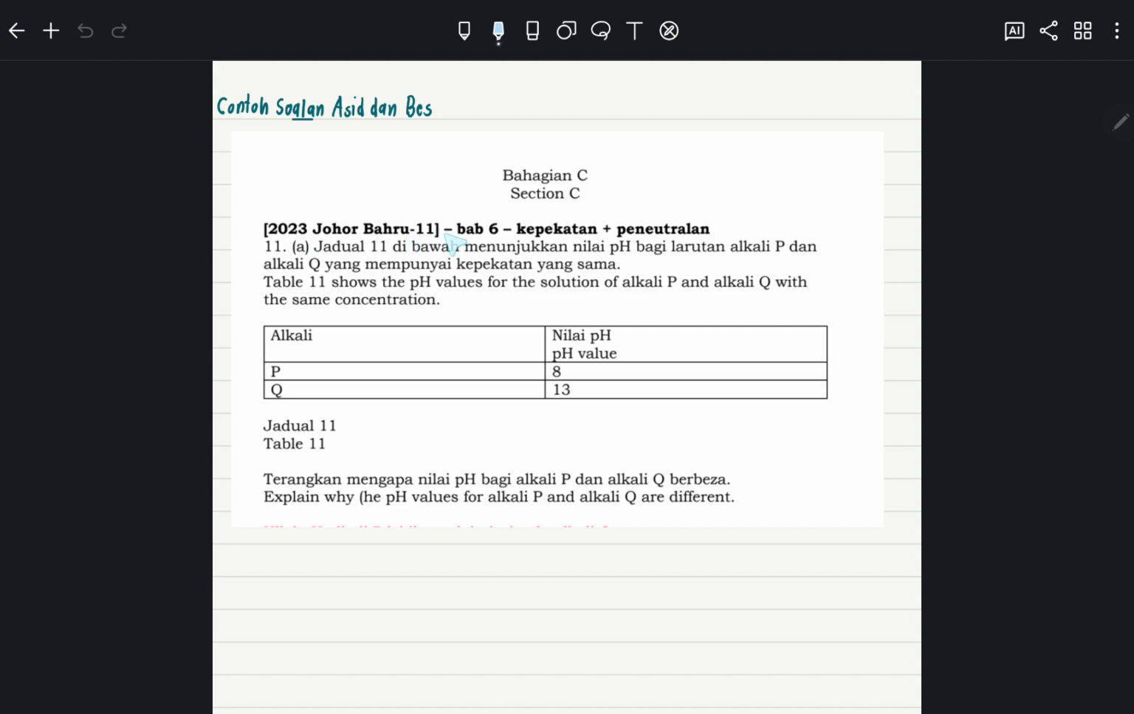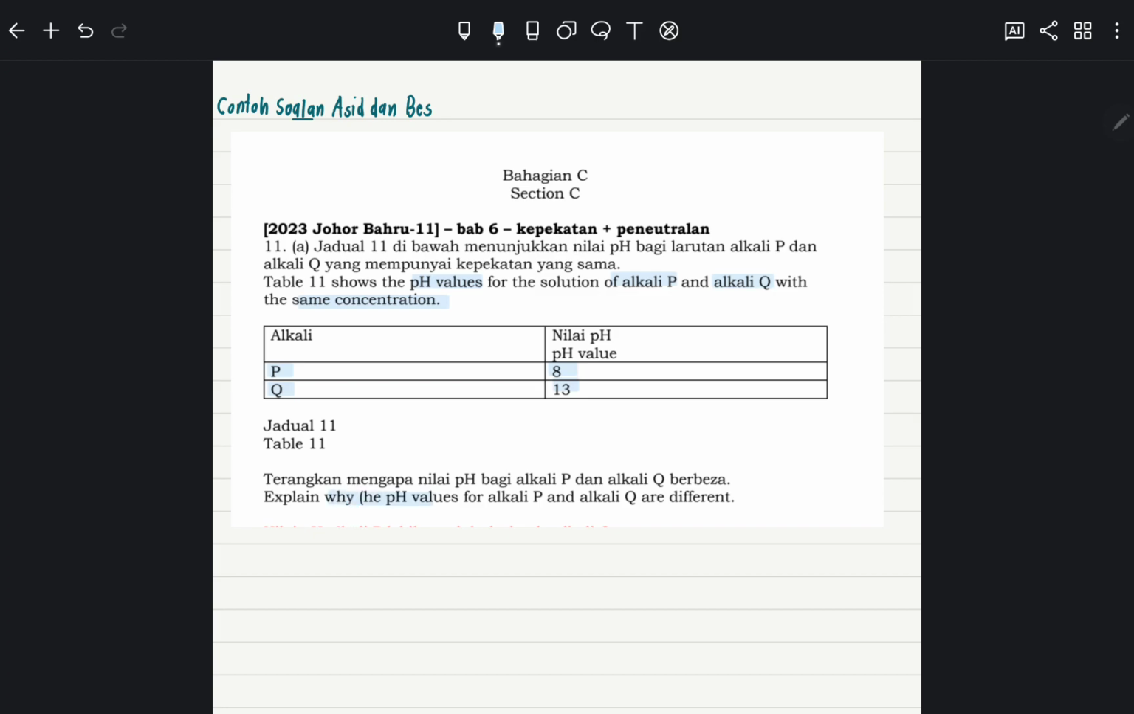Okay, 2023 Johor Baru. The question says that Table 11 shows the pH value for solutions of alkali P and alkali Q with the same concentration. Okay, so this is the pH value, and then they're asking you to explain why the pH values for alkali P and alkali Q are different.